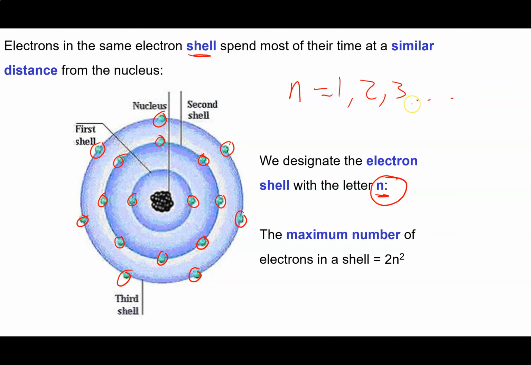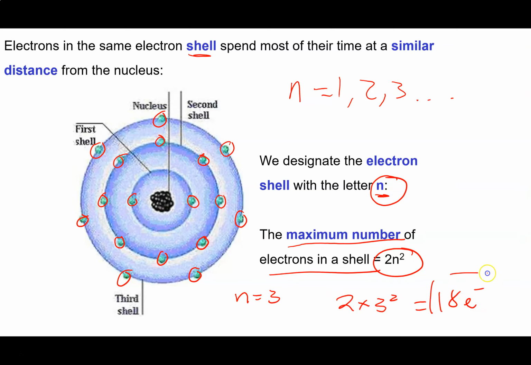And they get bigger as we go out, and so therefore each shell can accommodate more and more electrons as we move away from the nucleus. There's a little formula. The maximum number of electrons in a shell is given by this formula: 2n squared. So if I'm in the third shell, if n equals 3, then the maximum number of electrons that I'm going to find in that shell is 2 times 3 squared, 2 times 9. That would be 18 electrons. That's it. That's how this works.